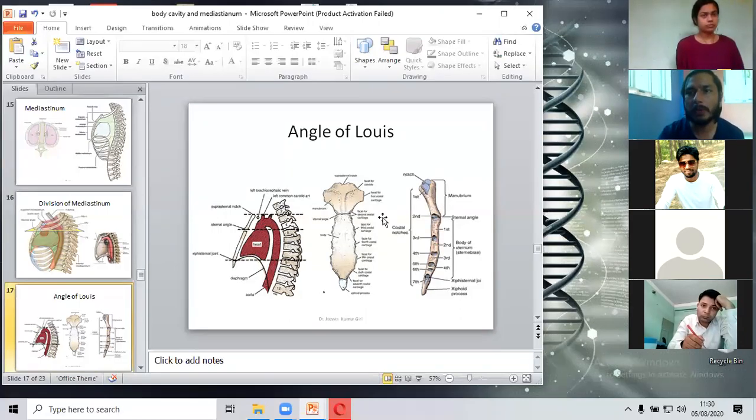Okay, this is the second importance. This is the site for counting the ribs. That is the second rib we articulate in this region of the sternum, at the sternal angle. Now see here, first picture, can you see here? Sternal angle and one line you can see here.